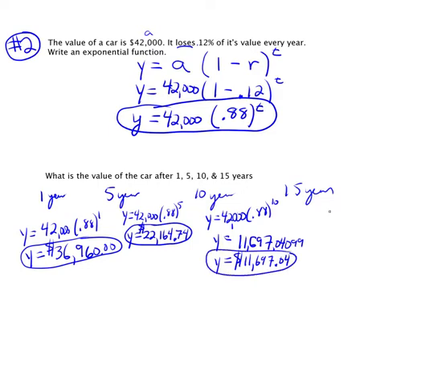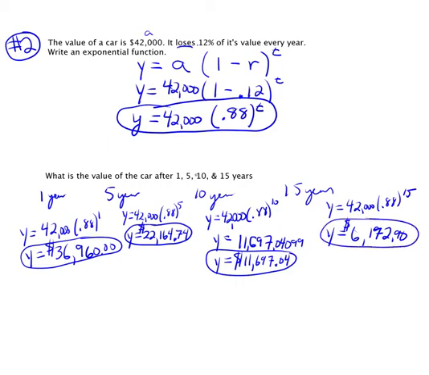$11,697.04. And then lastly, at 15 years, we'll do that same process, typing it into our calculator with the exponent of 15, would be $6,172.90.